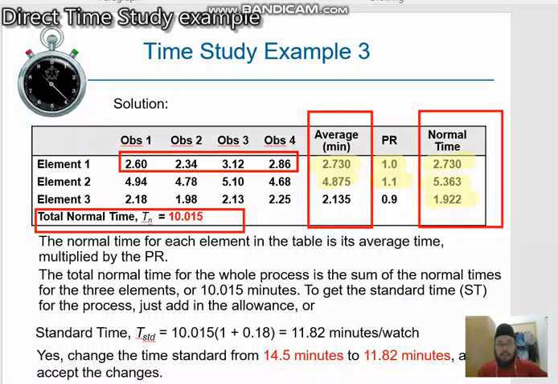And from the total normal time, we calculate the standard time using the allowance of 18%. So the standard time for this new method is 11.82 minutes per watch. Compared with the previous standard time of 14.5 minutes, it shows that the new method has a better standard time than the previous method. So in conclusion, we accept the changes on the method because the new standard time is improved compared to the previous standard time.